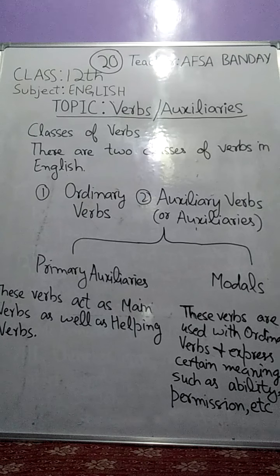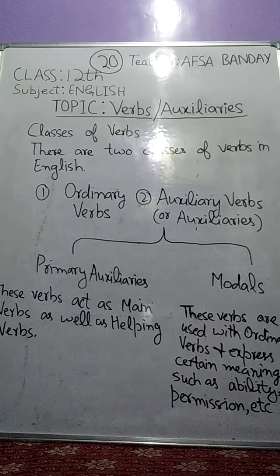My dear students, let us start our 20th lesson, and today's topic is verbs and auxiliaries. Classes of verbs. There are two classes of verbs in the English language. First, ordinary verbs, and second, auxiliary verbs or auxiliaries. Auxiliary verbs are further divided into primary auxiliaries and modals. Modals are also called modal verbs, or modal auxiliaries.